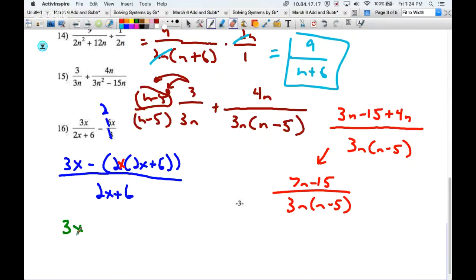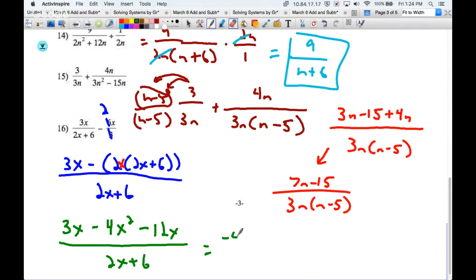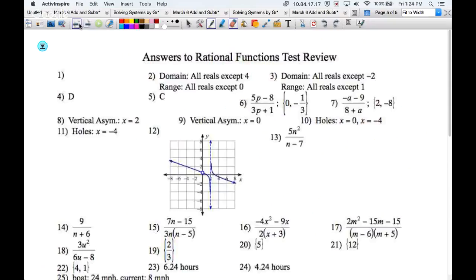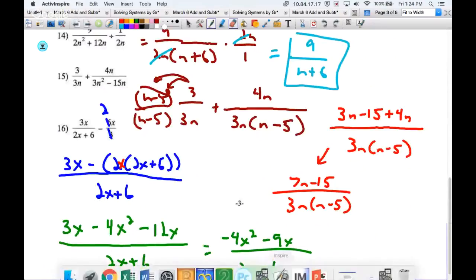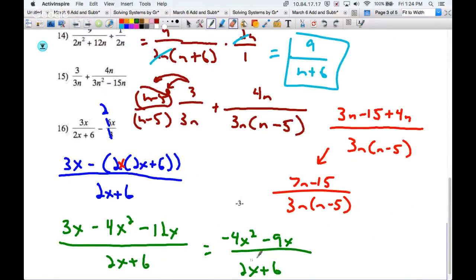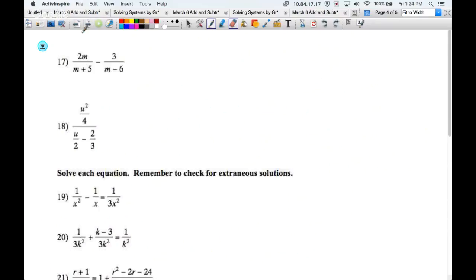So now we got 3x minus 4x squared minus 12x all over 2x plus 6. Combine those, we get negative 4x cubed minus 9x all over 2x plus 6. Yeah, that looks better. Oh, they factored a 2 out of the bottom, because you're supposed to leave the bottom factored, so we should factor a 2 out of both of these terms. All right, let's skip to our complex fraction here.